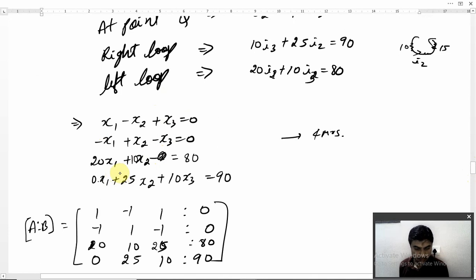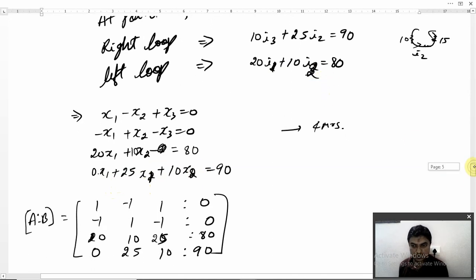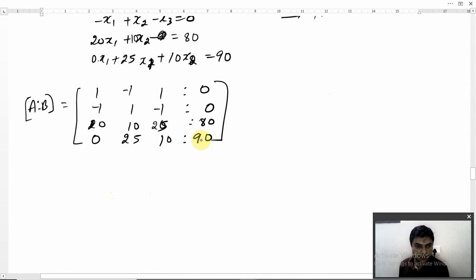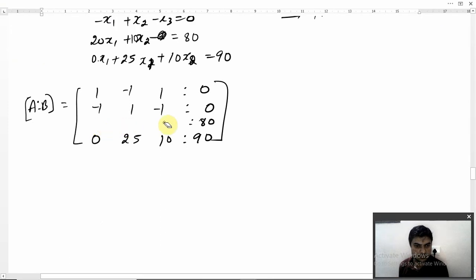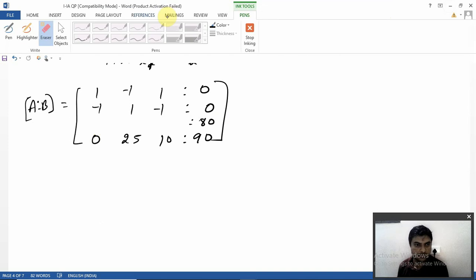20 x1 plus 10 x2 is equal to 80, and 25 x1. Yes, here I made a mistake. I think x1, it is 1. 25 x1 plus this is 2. So like this you should not get confused, but see that you don't make mistakes. So just drop this, only in this line I got confused.